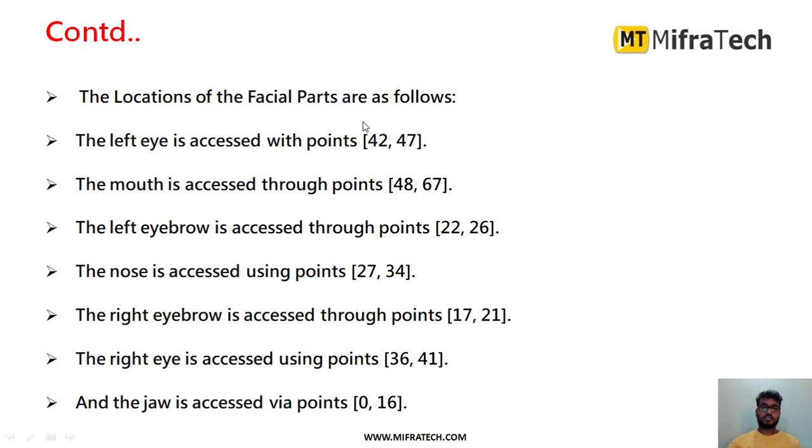As I told, the location of facial parts: using indices 42 to 47 you can access the eye. From 48 to 67, you can access a person's mouth. The left eyebrow can be accessed using 22 to 26. The nose can be accessed using points 27 to 34. The right eyebrow can be accessed from 17 to 21. So these are the different points between 0 and 67 you can make use of to indicate particular parts of a person's face, and the jaw is accessed via 0 to 16. These are the different ways you can access individual facial features, or you can access the whole face, including all 68 points in your shape predictor.